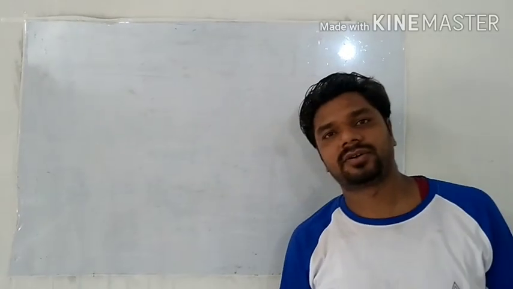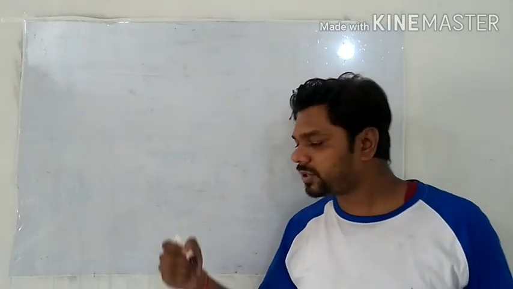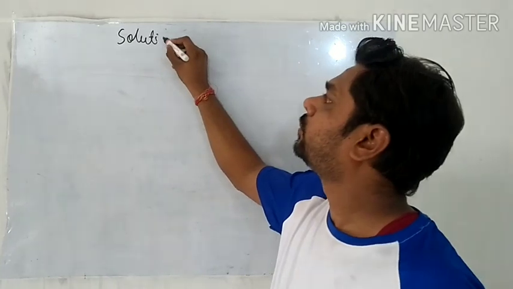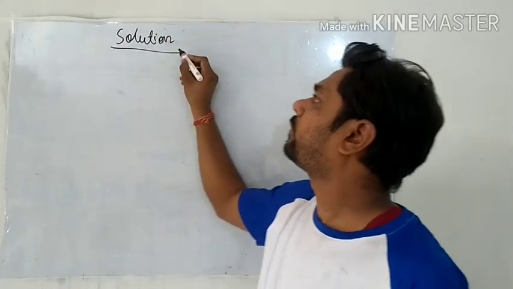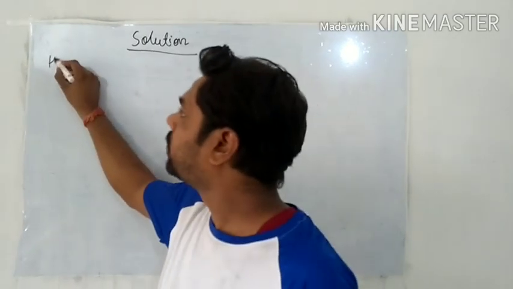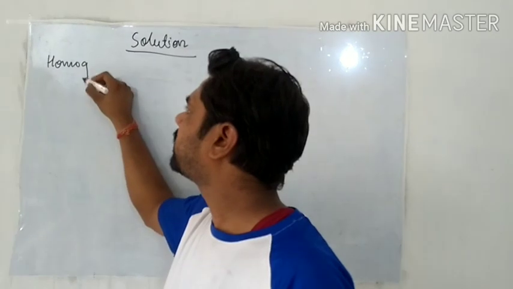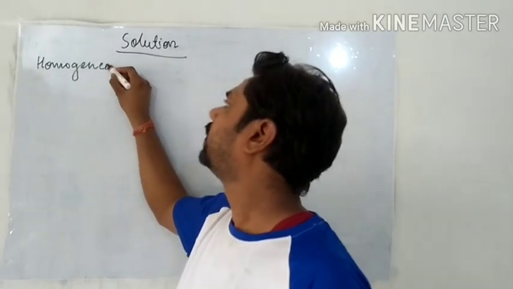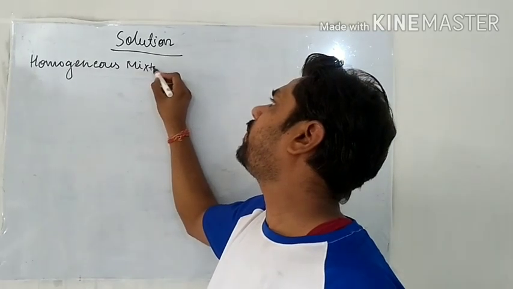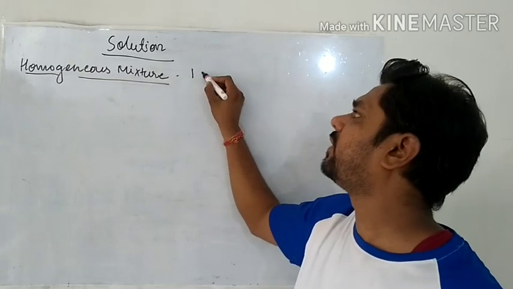Hello class, today we are going to discuss another chapter, that is solution. So the first question is, what is a solution? A solution is called a homogeneous mixture of two or more components. The mixture should be homogeneous. So a homogeneous mixture is called a solution. What do we understand by homogeneous mixtures? Homogeneous mixtures show only one phase.